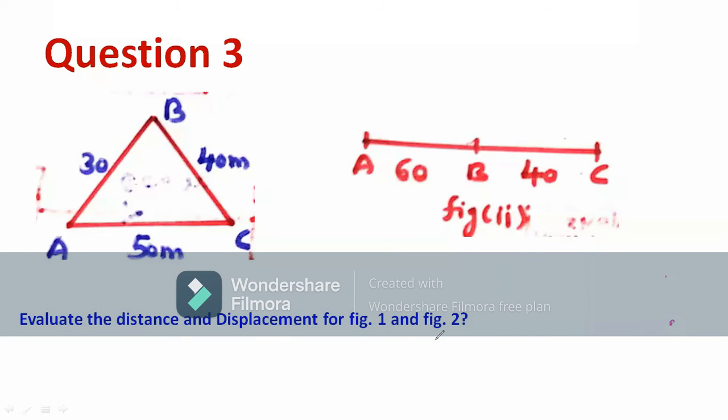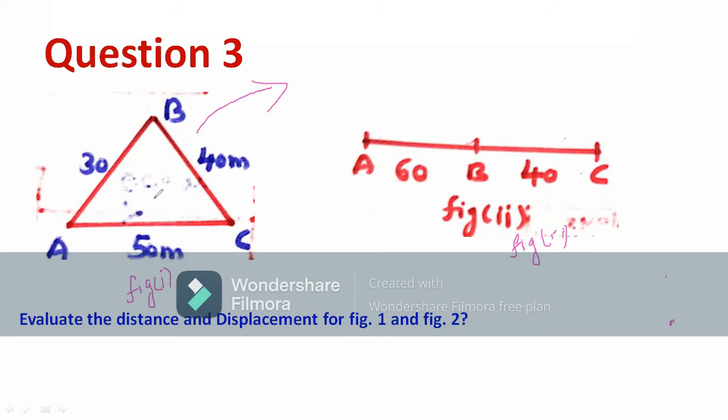Evaluate the distance and displacement for the figure 1 and figure 2. This is figure 1. Note down, this is figure 1. Which is figure 2? You can see another one. This is figure 2. See, they have already written the figure 2. Yes. So you have to calculate the distance.